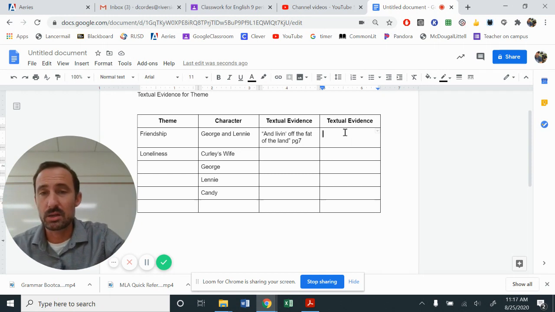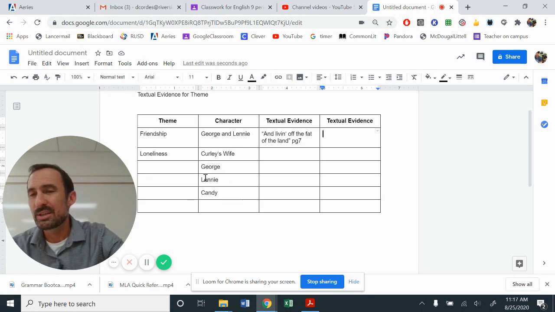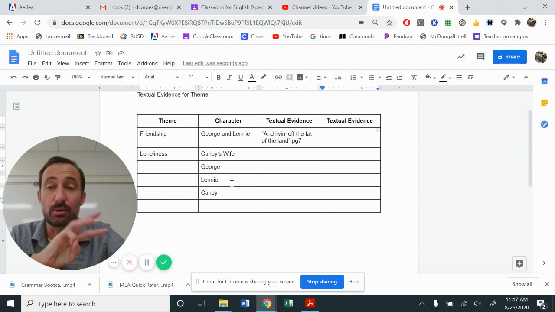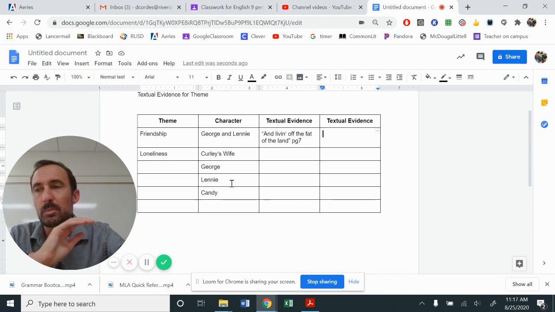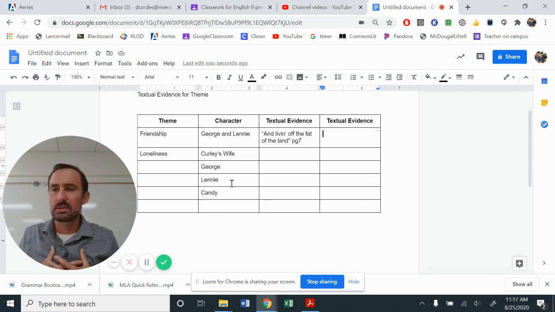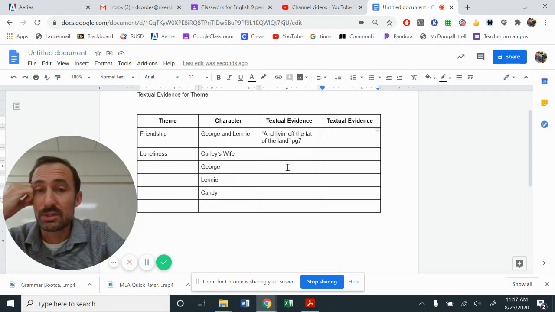So you filled in this box. Let's fill in some items for loneliness concerning George, Lenny, Curly's wife, and Candy. George and Lenny, filling that in for loneliness may be a little bit more difficult as we get through chapter 3, simply because it's mental. That is the difficult part of them just being lonely. It's an emotional thing that they see. It's not necessarily outward.